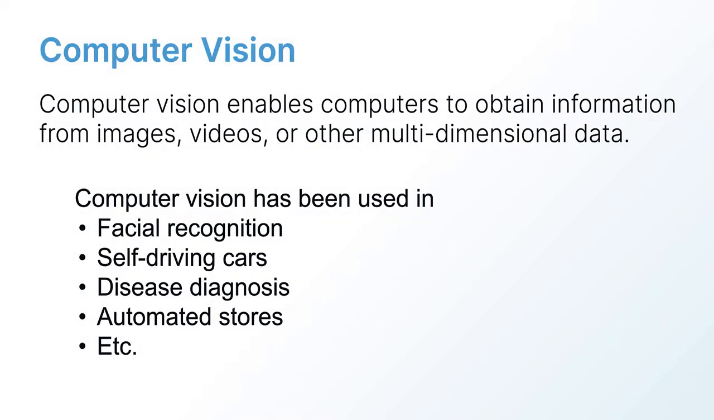In this project, the AI capability that we are going to use is called computer vision. So computer vision enables computers to obtain information from images, videos, or other multi-dimensional data. And we are dealing with images here in particular. Computer vision has been used in many applications. Here I give some examples, such as facial recognition, self-driving cars, disease diagnosis, and automated stores.